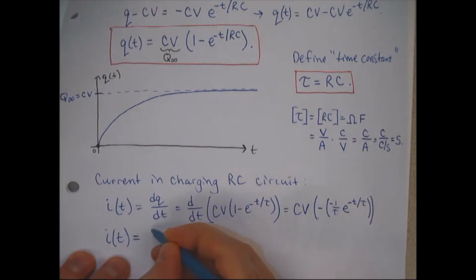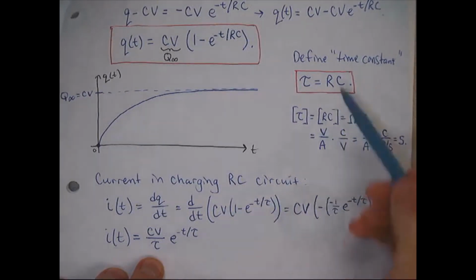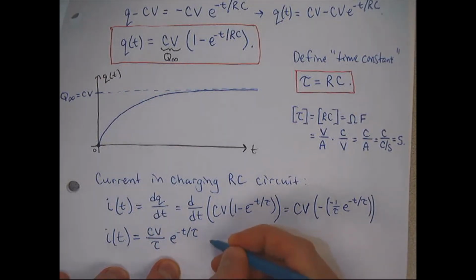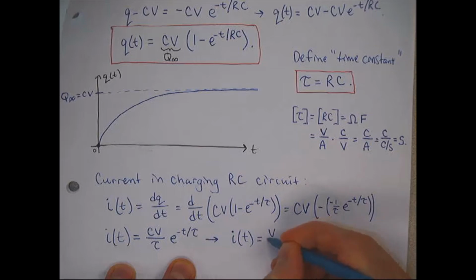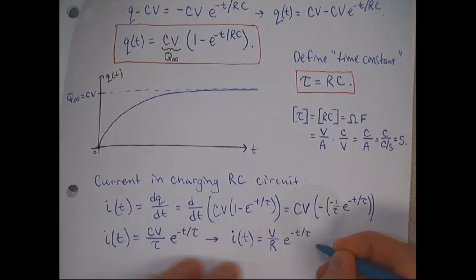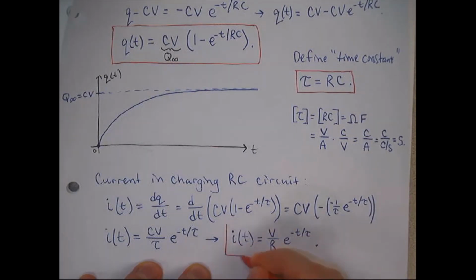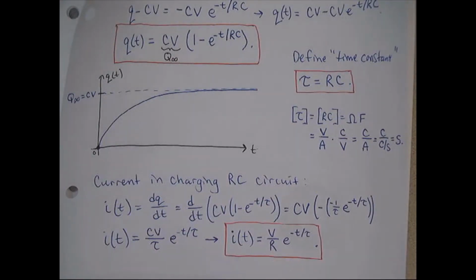So our current as a function of time is CV over tau e to minus t over tau. But what is tau? It's RC. So the capacitance will cancel out, and you end up with battery voltage V divided by resistance R e to minus t on tau. And that is the most compact way of thinking about the current flowing in your charging capacitor circuit.